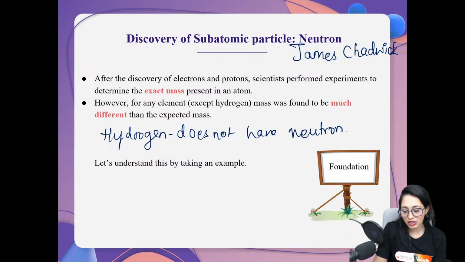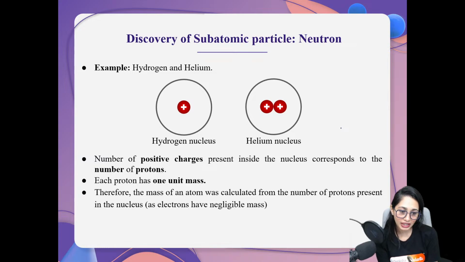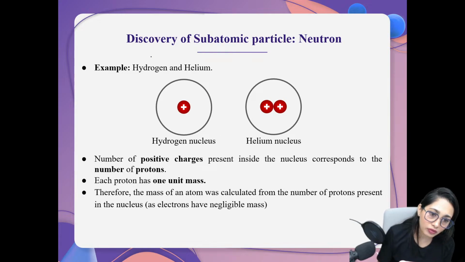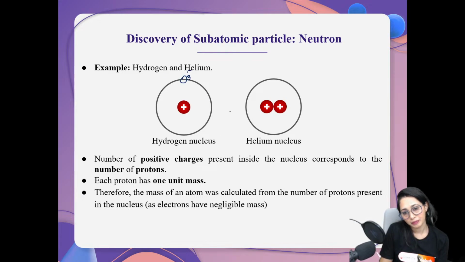Okay, so let's understand this. Example, hydrogen and helium. What is there in the hydrogen nucleus? It's just one proton, right? And one electron will be revolving around it. In case of the helium nucleus, there will be two protons in the nucleus of the helium.